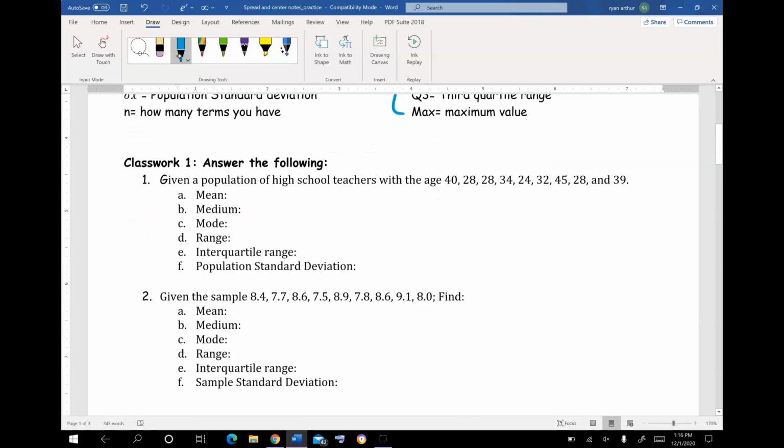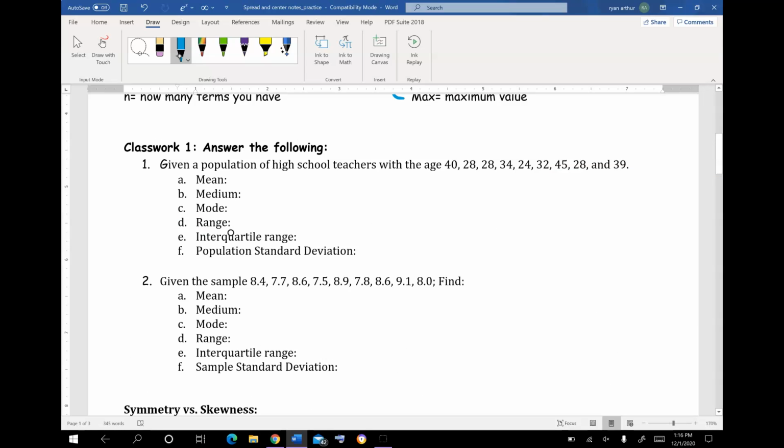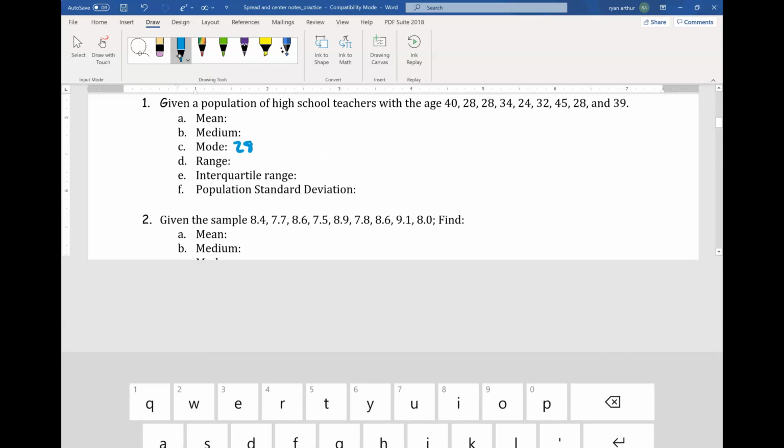So the first thing we're going to do is go through again how Desmos can do all of this for us, okay? So I want to find the mean, median, mode, and range. Now, it cannot find mode because mode is just which number occurs the most. So looking at this data, the number that occurs the most is going to be 28. So I'm going to put 28 here, okay? Now, it does the rest for you. So let's go up there and let's find all this stuff, okay?